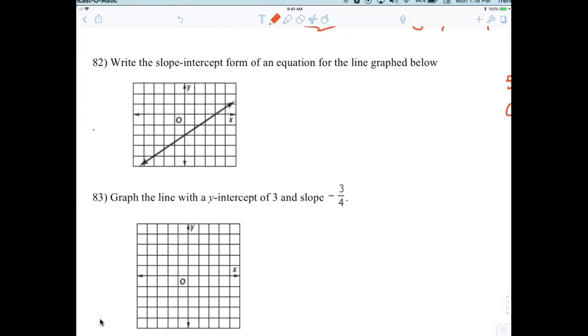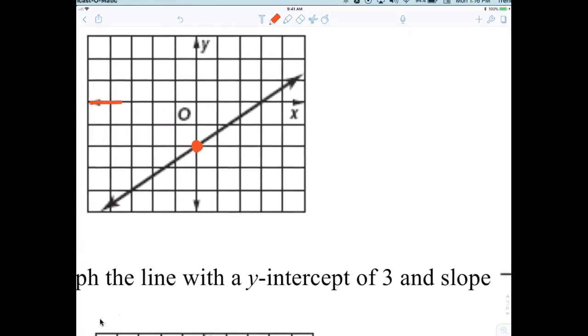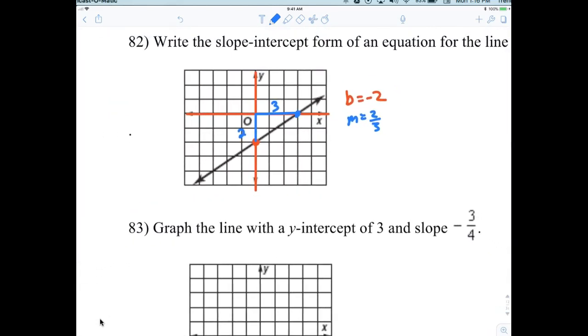All right, write the slope-intercept form of the equation. So here we go. Again, here I would just identify the y-intercept, right? Now, this is kind of hard, so I always try to tell kids, be careful. I would draw the x and y axis. All right? So in this case, b equals negative 2. Does everybody agree with that? And then my other point up here that I could use to find the slope. So I went up how many? And over how many? So 2/3. So m equals 2/3, right? So y equals 2/3 x minus 2.